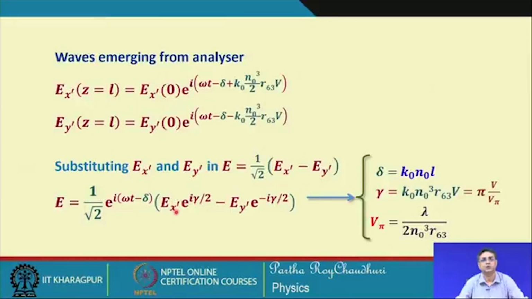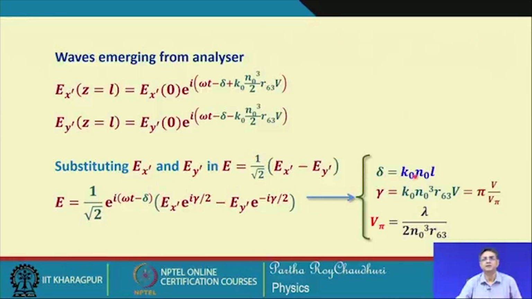So, Ex' by root 2, this is Ey' by root 2. So, that is equal to E, and then we can write this is equal to the difference. So, in this equation E equal to this, I put Ex' equal to this and Ey' is equal to this. So, if I put these two values in this equation, then I can write E equal to this. You can see this is very straightforward and very simple.